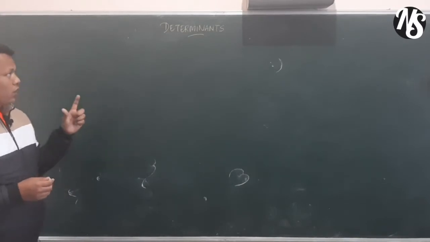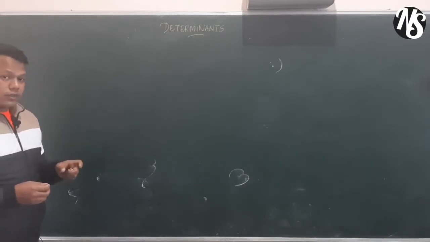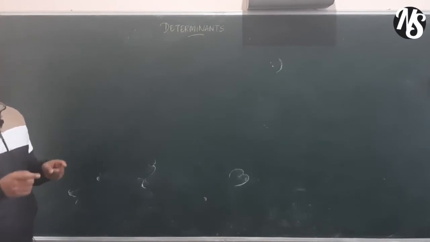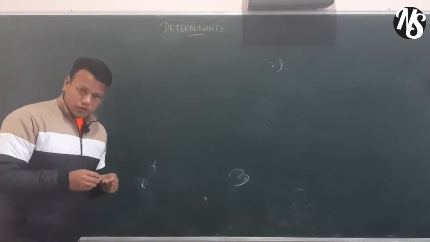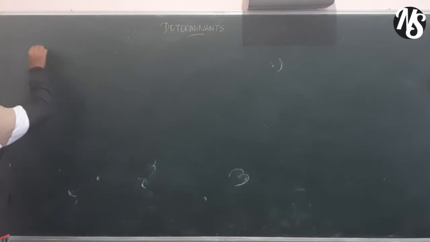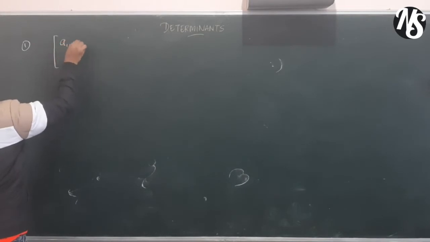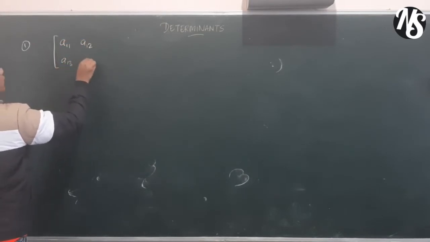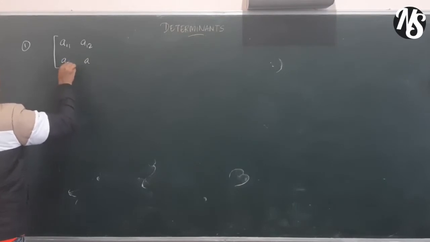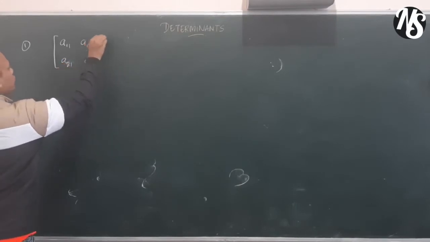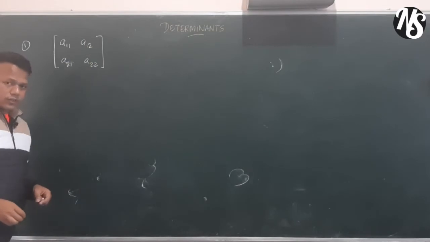Before we do determinants, let's talk about two different kinds of matrices. Number one is a 2 cross 2 matrix. So let me take a 2 cross 2 matrix. You call this A11, A12, A21, A22. So this is my 2 cross 2 square matrix, right?